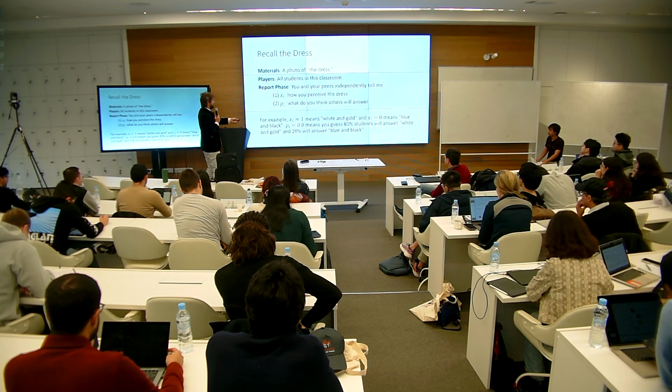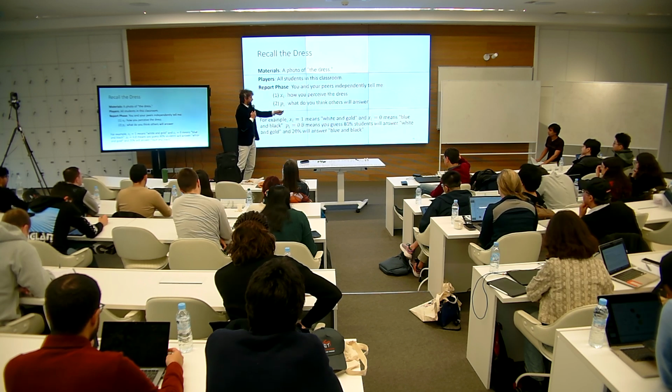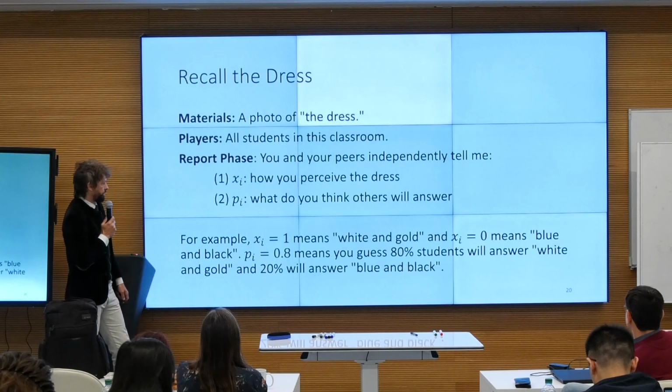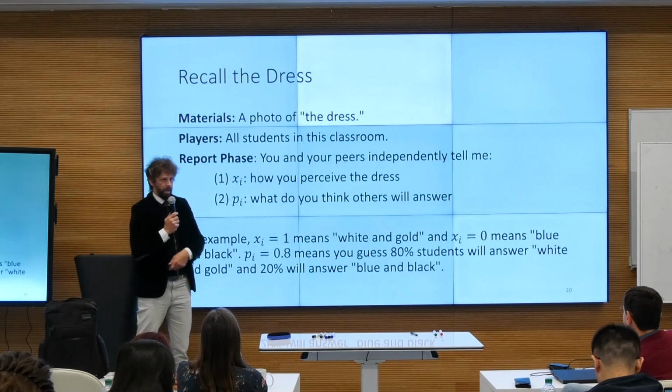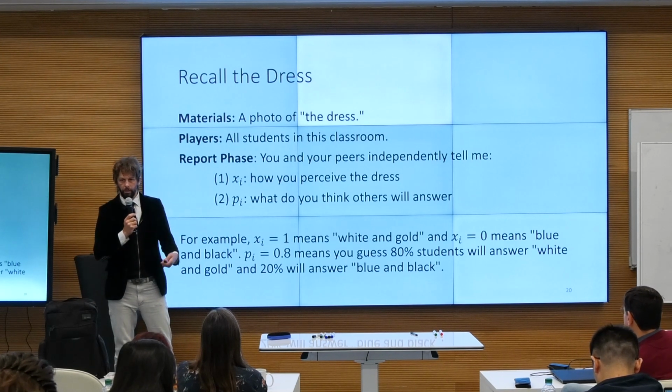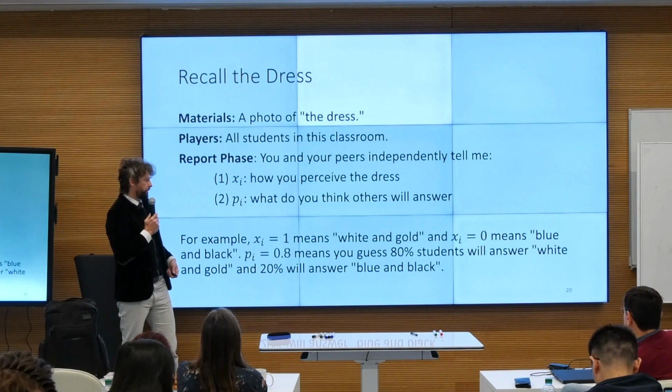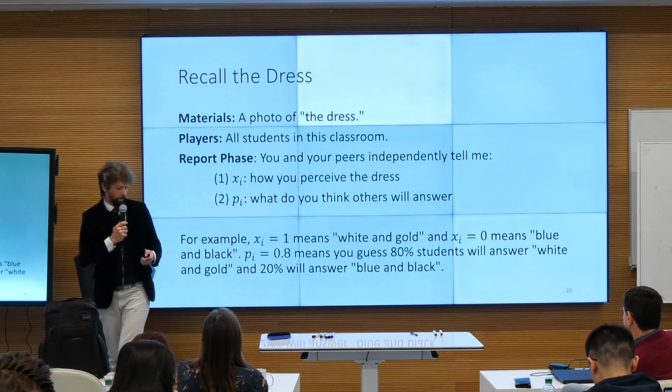Here, again, x equals 1 means white and gold, x equals 0 means blue and black is what you perceive. And then pi is 0.8 when we ask this question to the class: you think 80% of the class is going to say white and gold, and 20% will say blue and black.